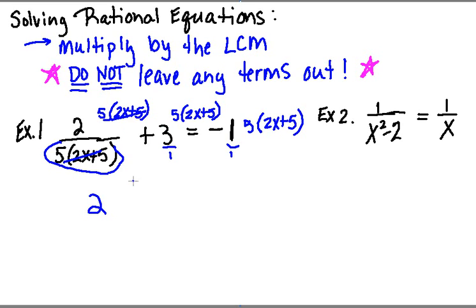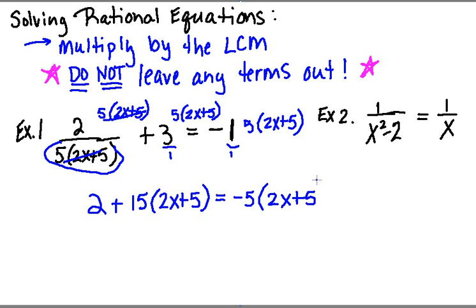In my next term, I end up with 15 because 3 times 5 is 15, and then the 2x plus 5. And on the right-hand side, I end up with a -5 because -1 times 5 is -5, times 2x plus 5. And now I just want to distribute to get rid of my parentheses. I end up with a 2. Here I'm going to distribute this 15, but remember, you got to distribute to everything in the parentheses.